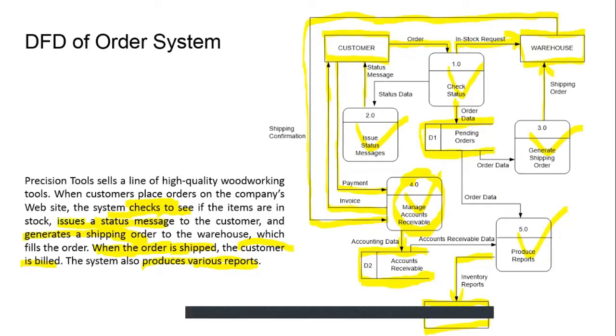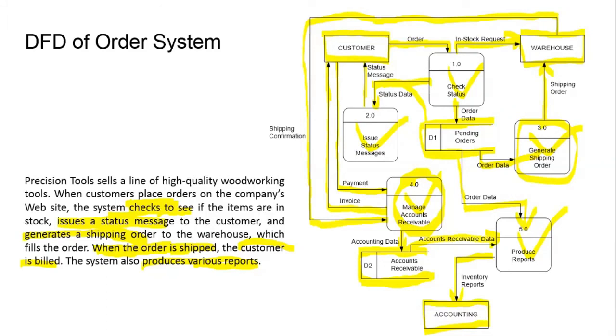So this process of issuing a status message will take data from this data store, or it may take data from this process of checking status. And this data will be converted by this process, and the status message will be sent to the customer. Then this data store will be used to generate the order. Again, this data store will be used to produce reports, along with the data of accounting. So in this way, we complete the data flow diagram of any system.